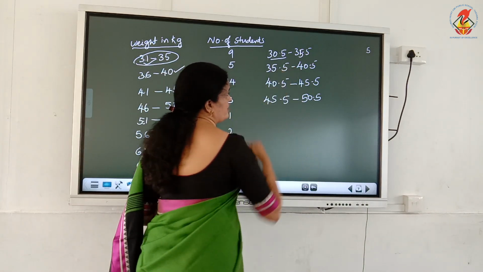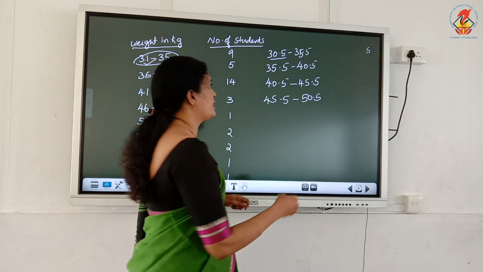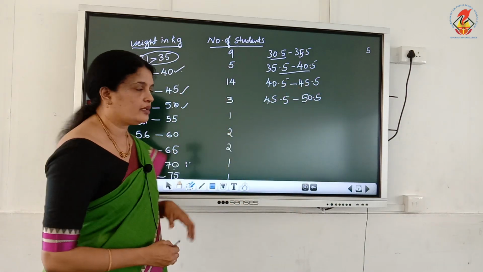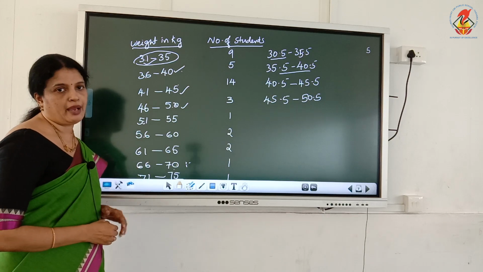30.5, you can include in the first class interval. 40.5, you can include in this second class interval. Okay, then you can continue in the same manner.